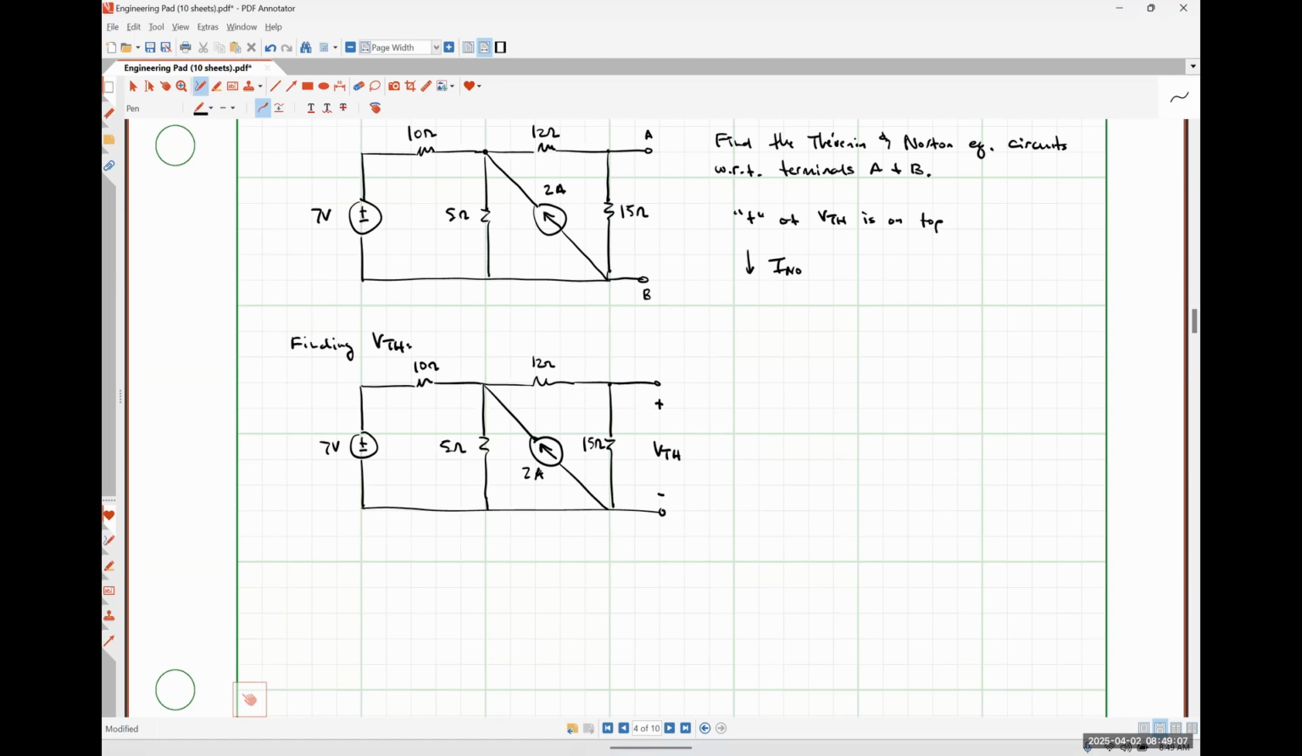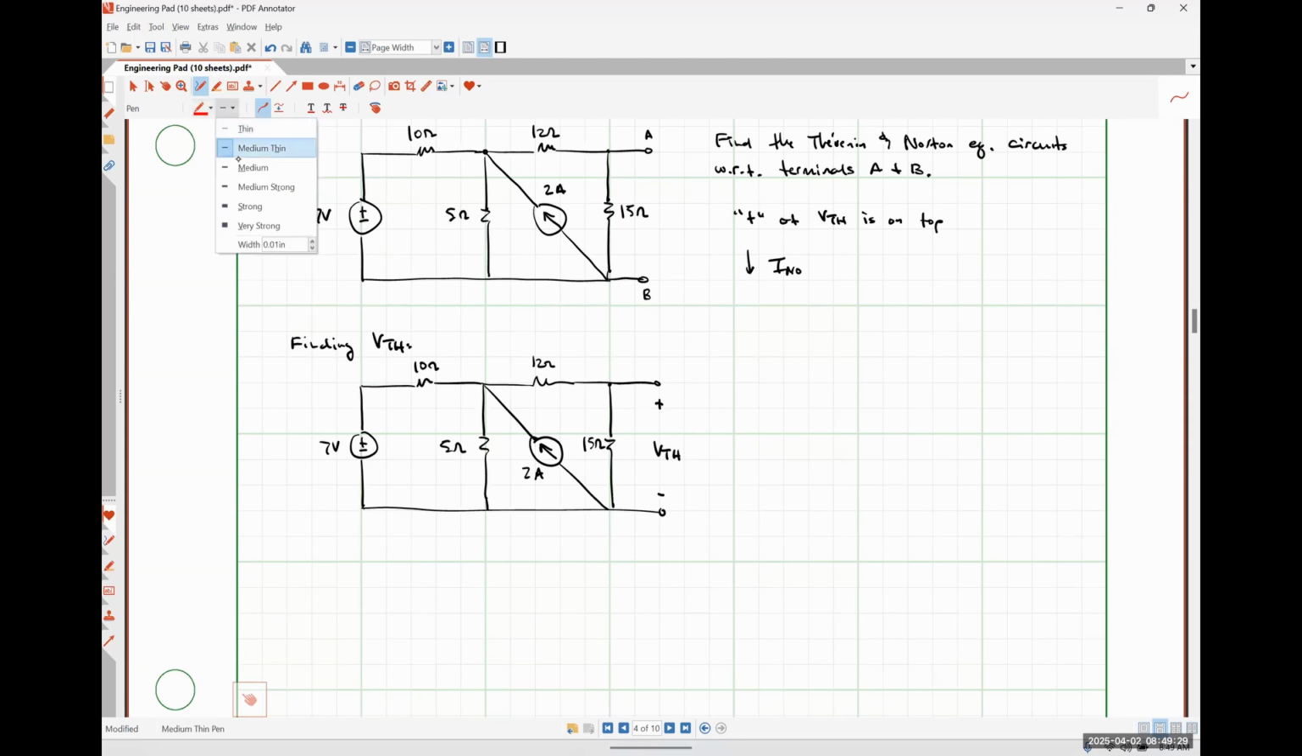We could, for what it's worth, also use mesh. It's going to be a 3-equation, 3 unknown system. But since mesh is going to give us currents, I would probably do nodal here just because it's equal difficulty either way, and because I'm trying to find a voltage and nodal gives me voltages directly, that's probably what I would do. So nodal analysis seems perfectly reasonable to me.